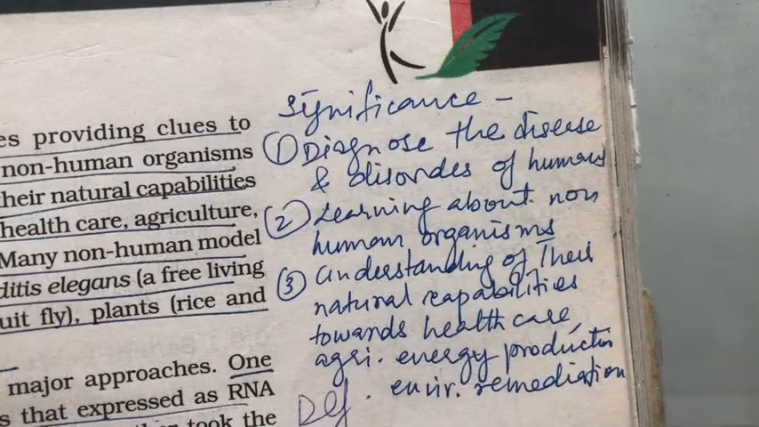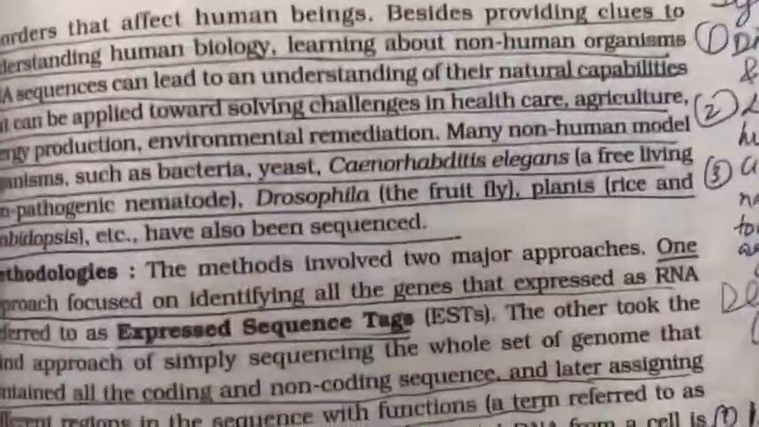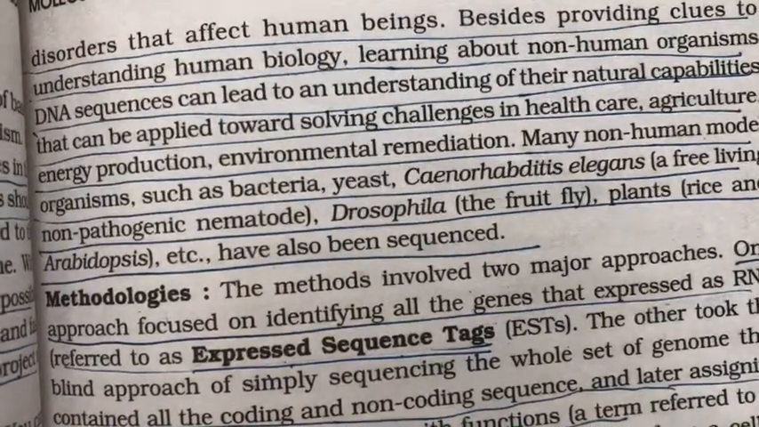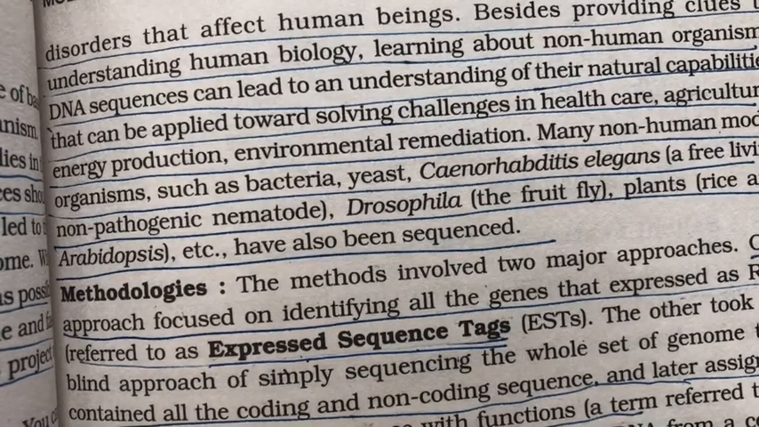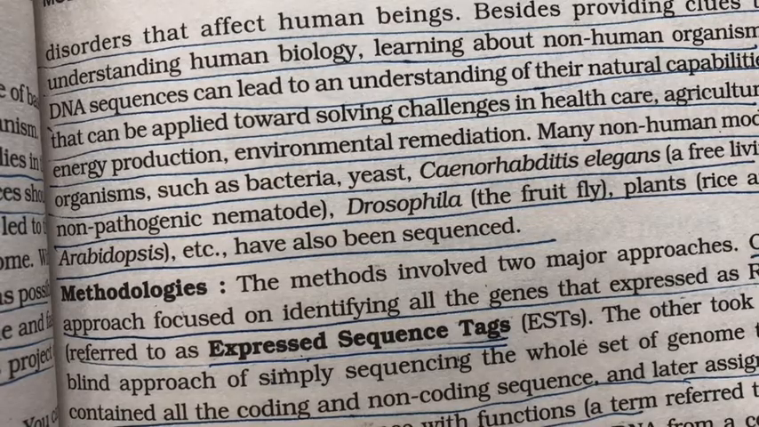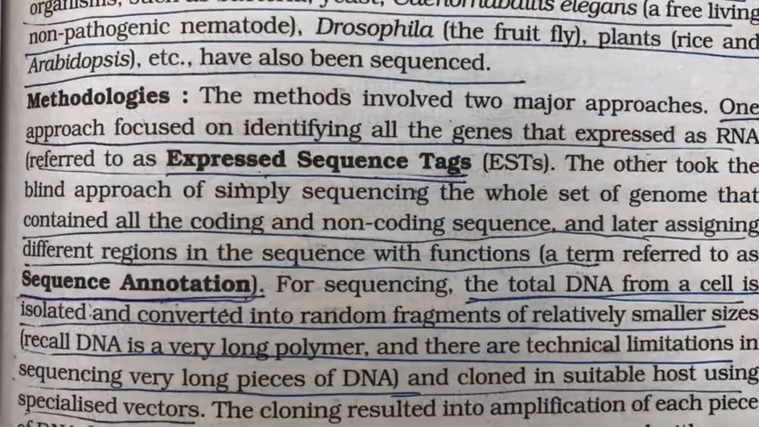What was the significance of this Human Genome Project? Suppose we can decode the genes, or all the blueprints of human life, then we could diagnose the diseases and disorders of humans. We can learn about non-human organisms also, and understand their natural capabilities towards healthcare, agriculture, energy production, environmental remediation, and other things. So it was not only human beings, but there were other organisms like Caenorhabditis elegans, the roundworm, and Drosophila, the fruit fly, plants like rice and Arabidopsis. They were also decoded.